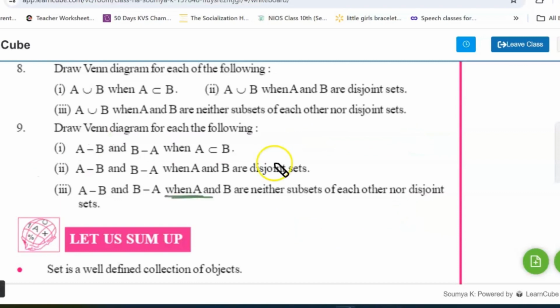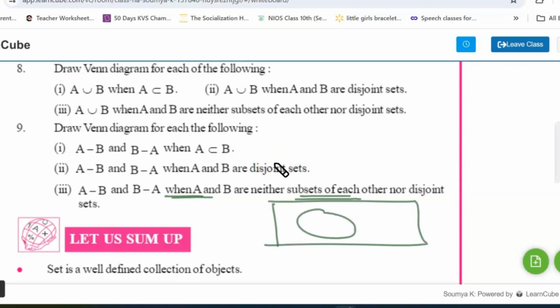Third condition is both are neither subsets of each other nor disjoint. So the diagram would be like here and here. A is the first set, B is the second set. A minus B. In this case, elements of A are included. Remove this B completely. So this shaded portion gives you the result. So only this is included. Don't include this common portion of B in that case.